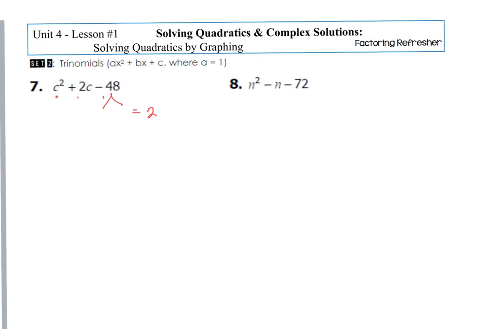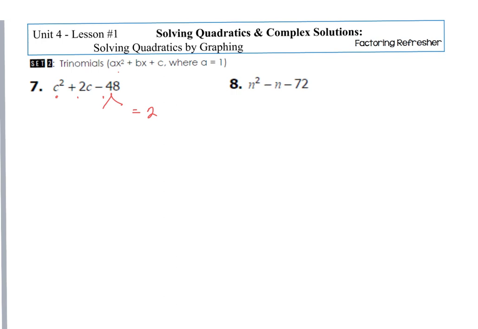If I'm multiplying to a negative and adding to a positive, I'm looking for one number that's positive and one number that's negative. So when I find those two factors, I basically need to subtract them to see if their difference is 2. So what multiplies to 48? I'm like 4 times 12? 4 times 12 makes 48. But what happens when we subtract 4 and 12? Do they make 2? So I would check.